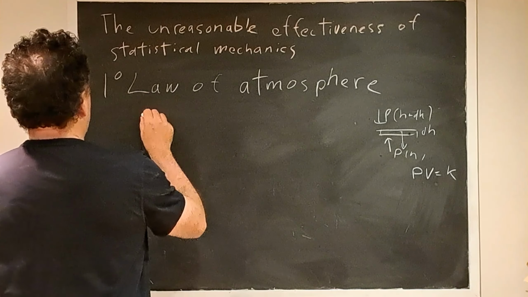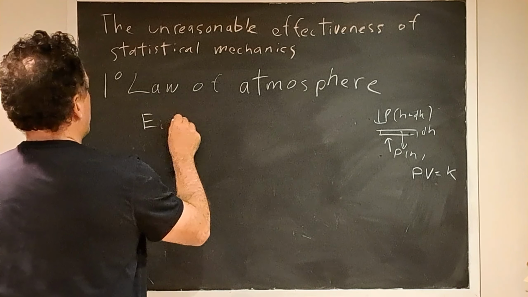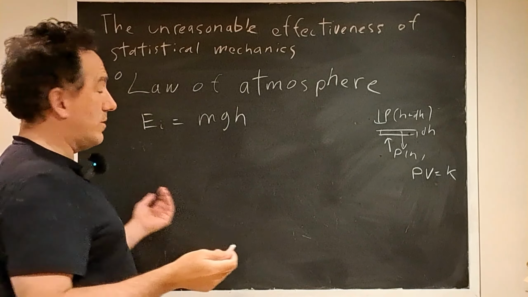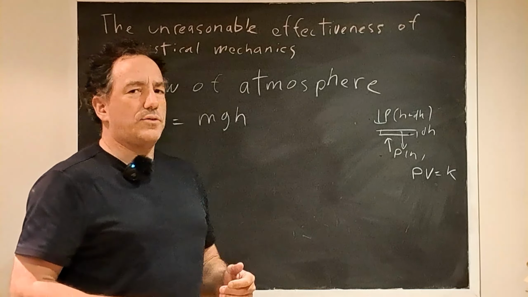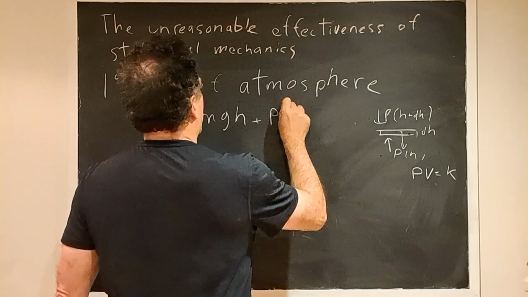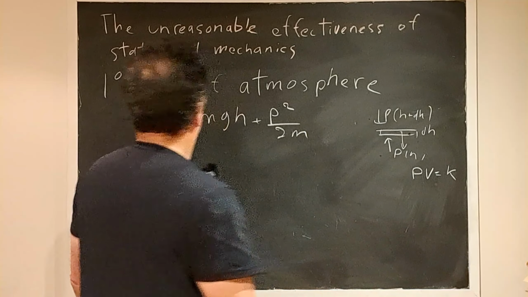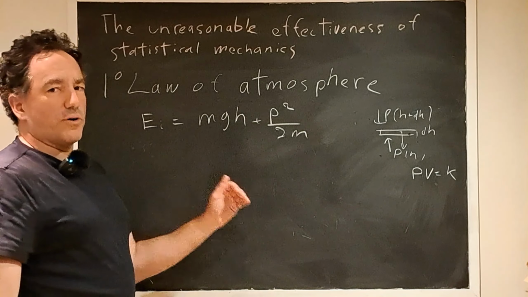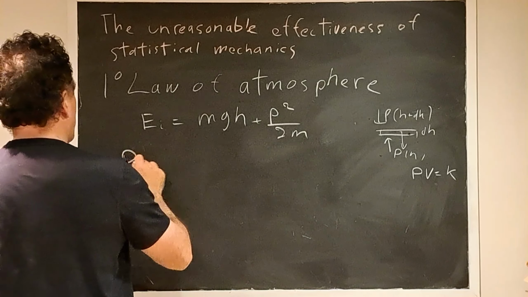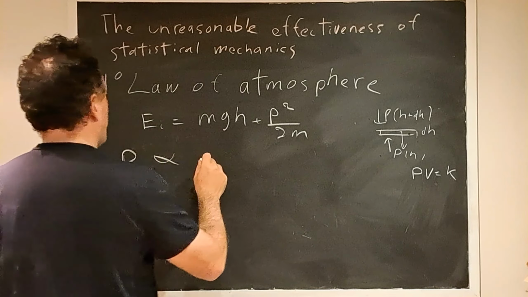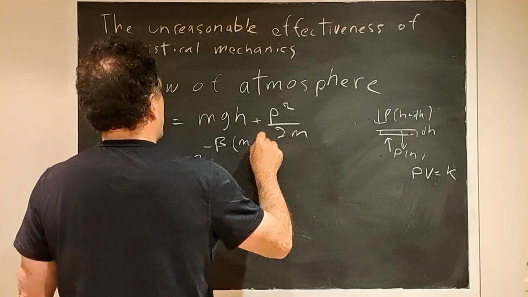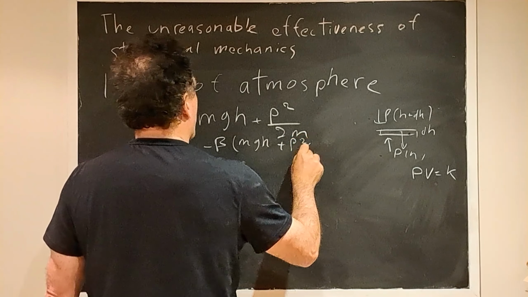So the energy of a state is equal to, well, the first term, mgh, where m is the mass of the particle. And then we must add a term due to the kinetic energy of the particle, plus p squared over 2m. So the probability of a particle being in a state that has this energy is proportional to e to the minus beta times mgh plus p squared over 2m.